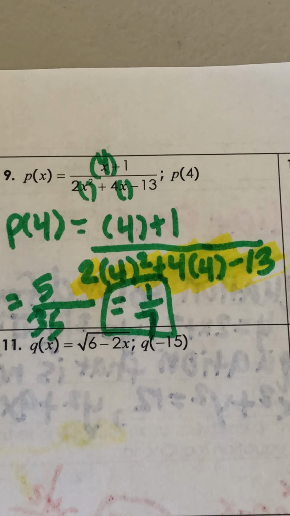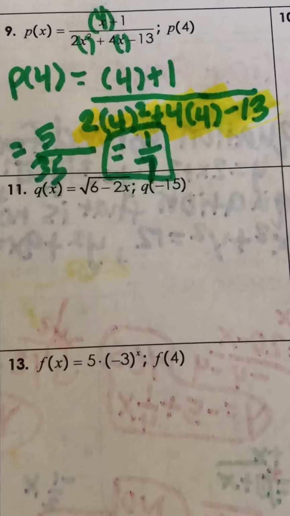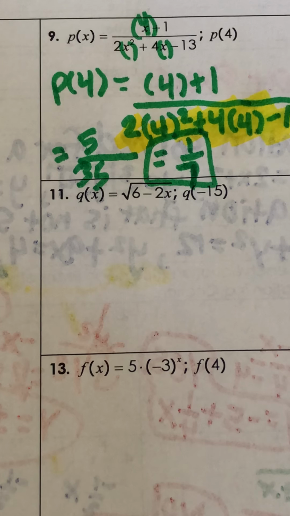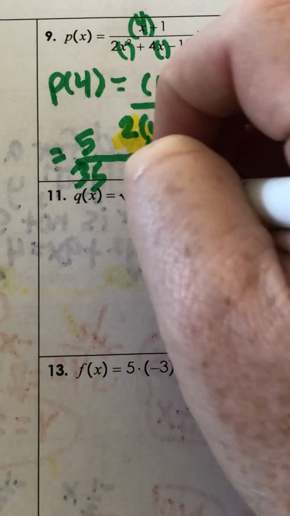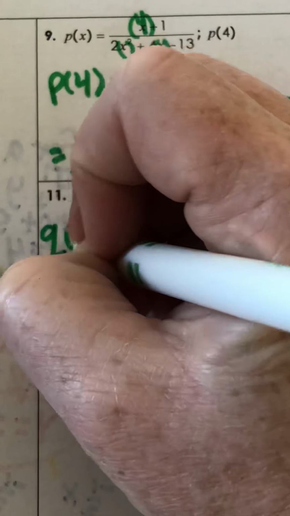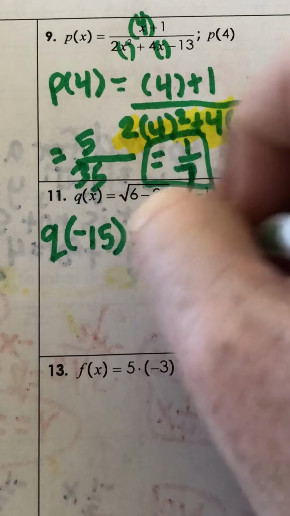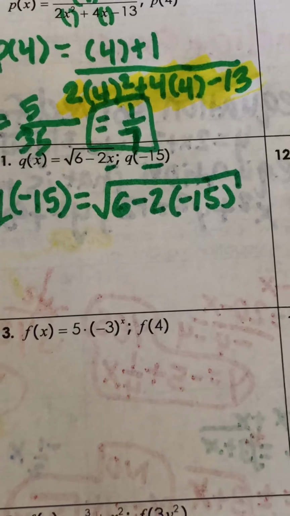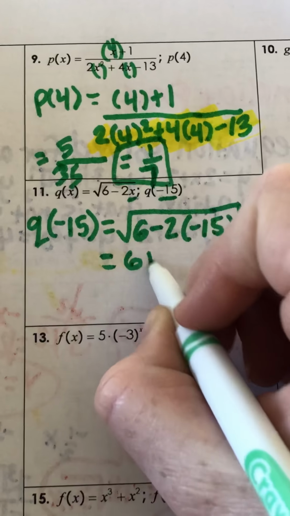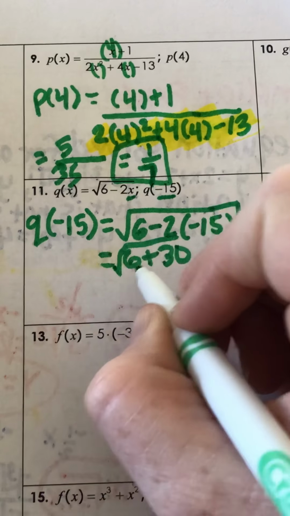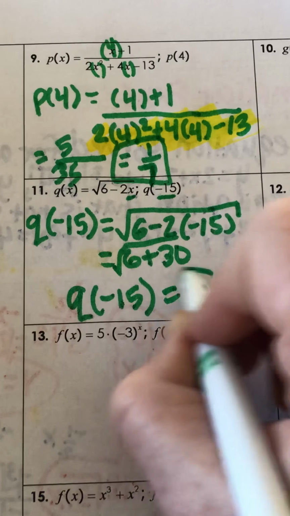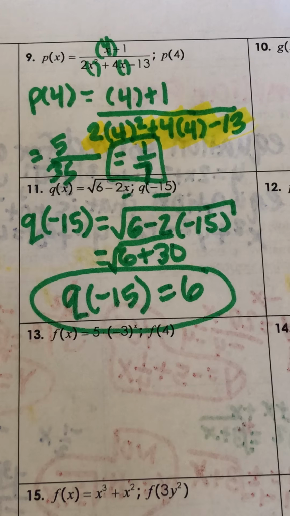I'm going to skip 10 because that's pretty simple, just plug it in. Number 11 is a square root, and if for some reason we have to simplify, you need to remember all your simplifying square roots rules. Where I see x, I'm going to put negative 15. So q of negative 15 equals the square root of 6 minus 2 times negative 15. That ends up nice, 6 plus 30, which is 36. So q of negative 15 is the square root of 36, which is 6. Make sure you are simplifying that fully.